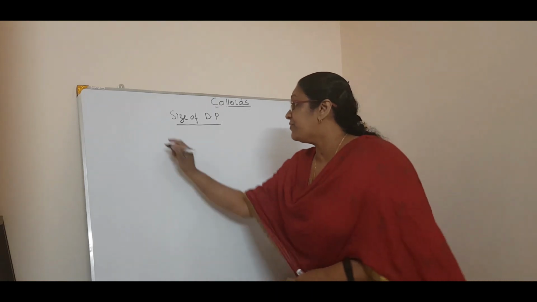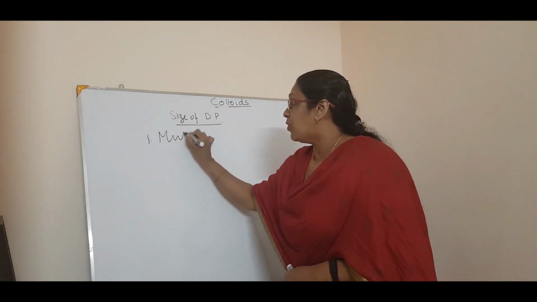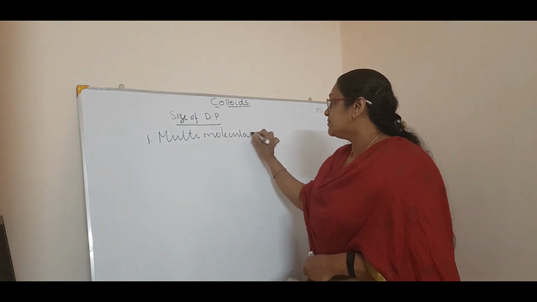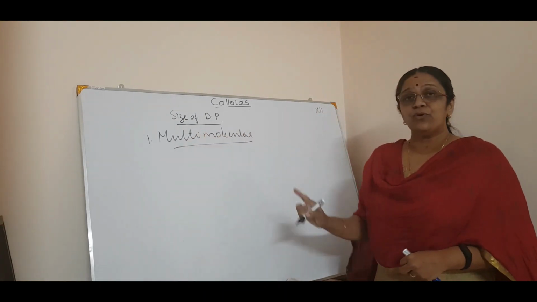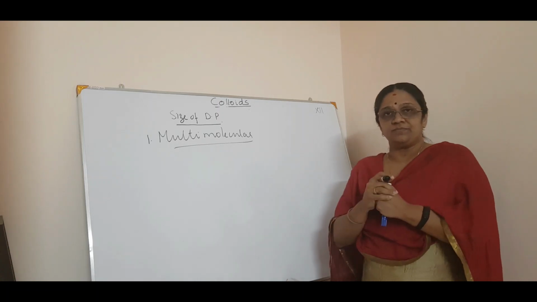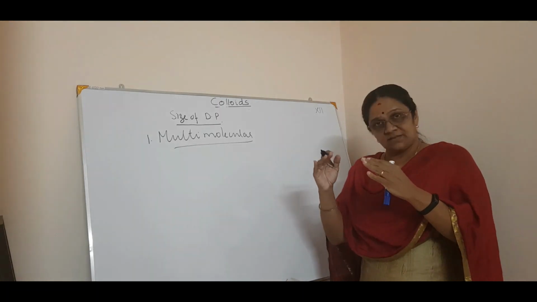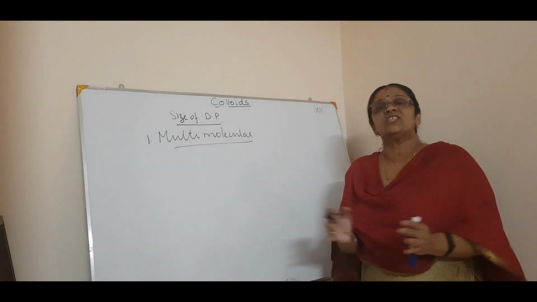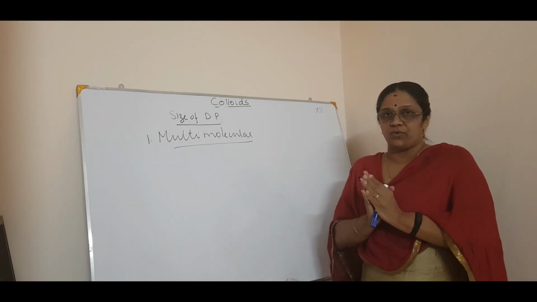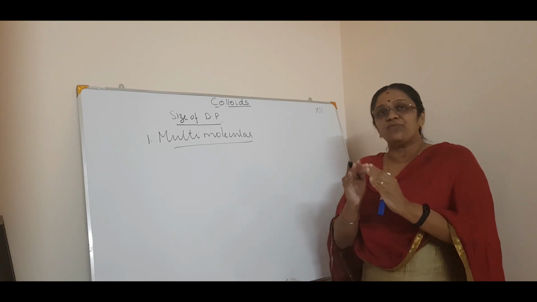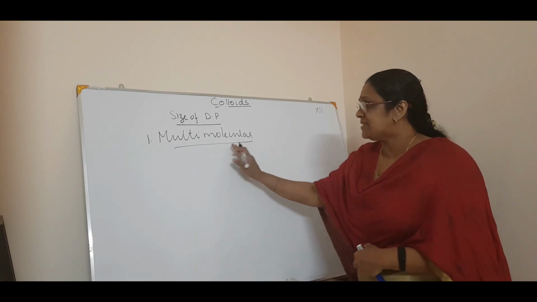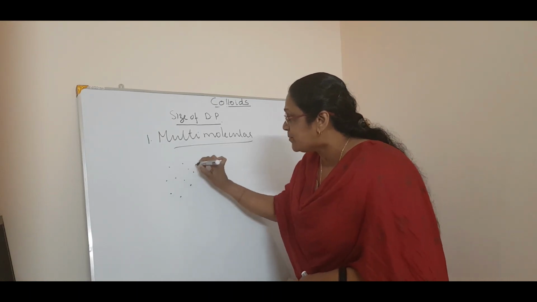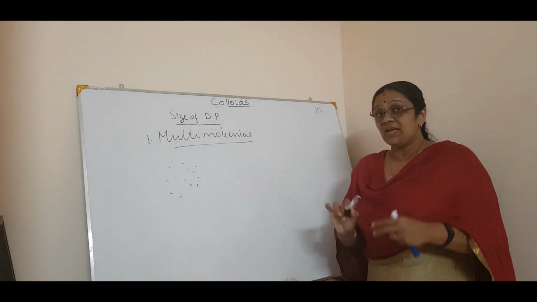First is multimolecular colloids. From the name itself you know, multimolecular. What is it? Molecules. So many molecules aggregate together to form a large molecule. That is multimolecular. They come together to form a large molecule, which means small molecules. Listen, small molecules, mainly true solutions.